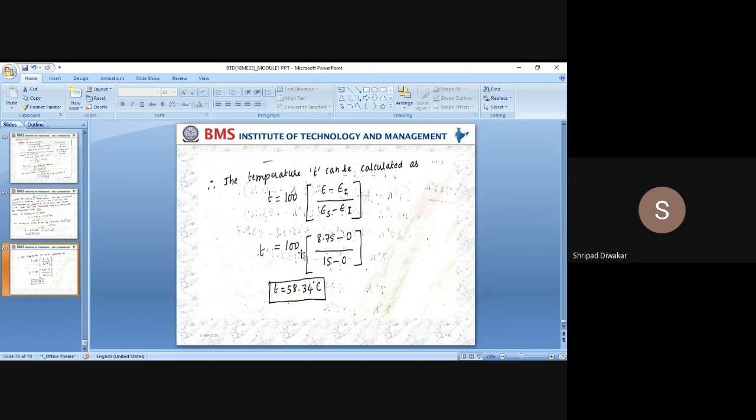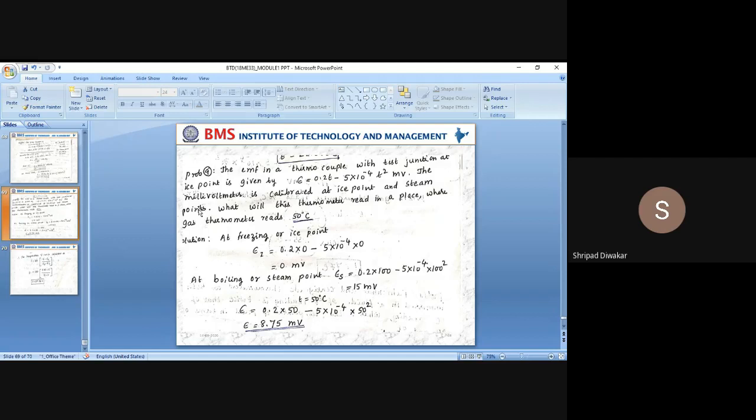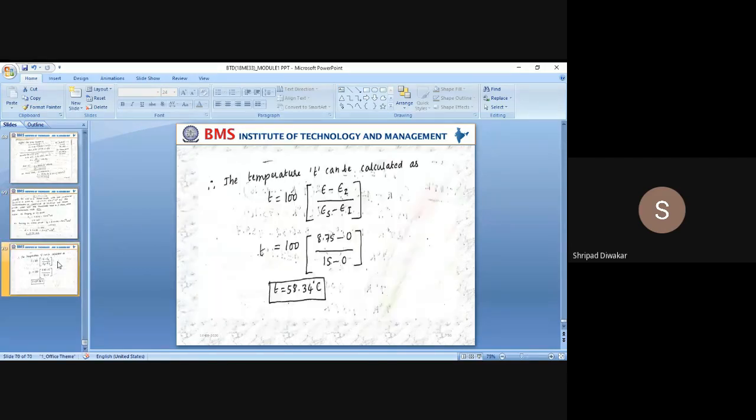100 into 8.75 minus 0 divided by 15 minus 0. So you get T as 58.34 degrees Celsius. So whenever the gas thermometer reads 50 degrees Celsius, at the same time the thermocouple reads 58.34 degrees Celsius. There will be a variation in the temperature readings.